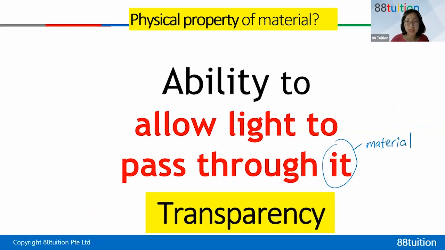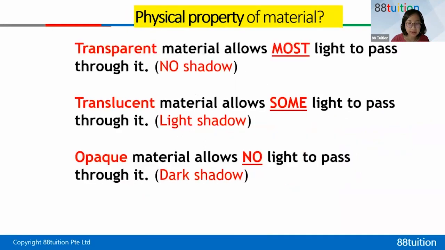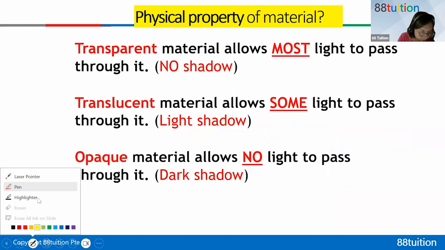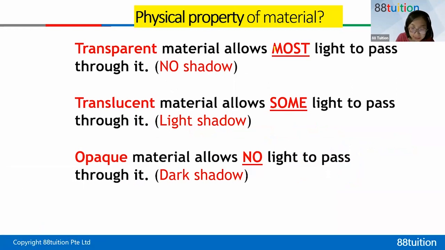All right, so that is transparency. Okay, then take note of this. Transparent. We have these few words now. If you can remember the word transparent, translucent, opaque, is good for you. But if you cannot remember, it doesn't matter. But you must remember what's the meaning of transparent. Transparent material allows most light to pass through it. Translucent material allows only some light to pass through it. Opaque material allows no light to pass through it.